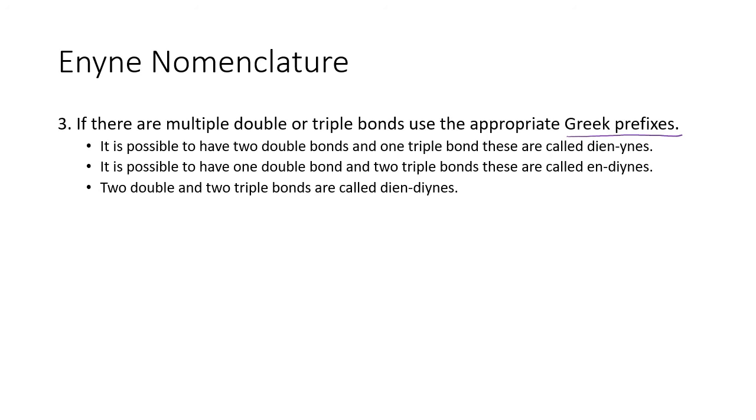For another example, you could have 1 double bond and 2 triple bonds. So in this case, those would be en-diynes. So notice it's just en, no e, and then di indicates 2 triple bonds. Or maybe you have 2 of both, 2 double bonds and 2 triple bonds. You'd have di-en, di-ynes in the name. So these aren't the full names. This is just kind of showing you how the ending would change when you use the appropriate Greek prefix to indicate how many of each bond there are. So we'll do one more example here.